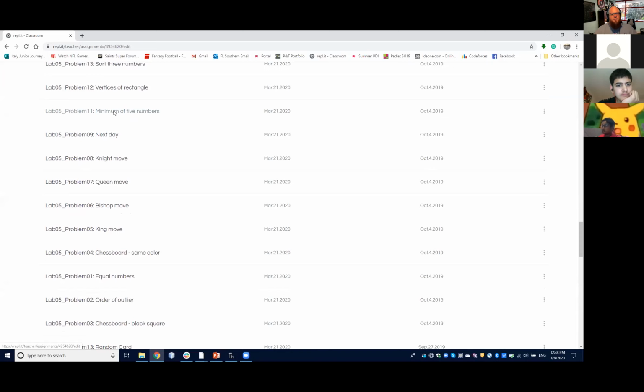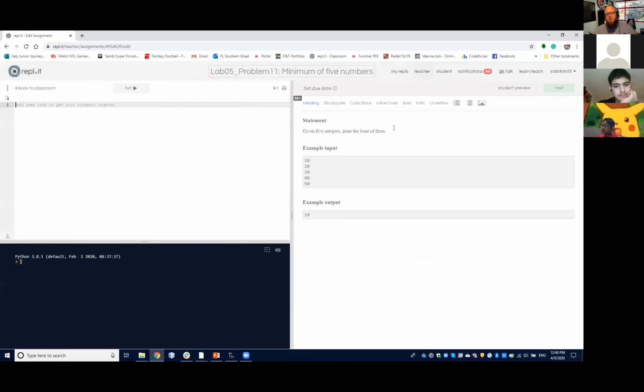Minimum of 5 numbers. The point is, here's some problem. It says, given 5 integers, print the smallest of them. Okay, this is a problem that's going to be maybe for next week or the week after. Given 5 integers, print the smallest of them. Well, notice it says example input. Well, you have to read that input. You have to scan, you have to make 5 values, and you have to scan each one.